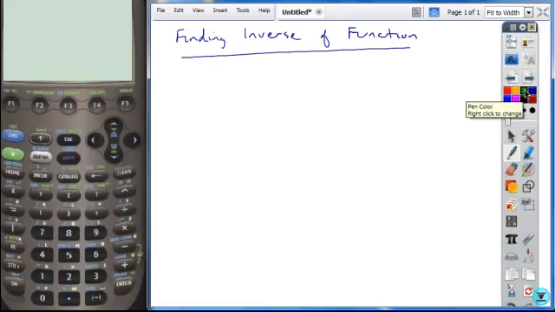All right, so there are two different types of questions that you're going to see involving finding the inverse. I'll go through the more difficult of the forms for that.